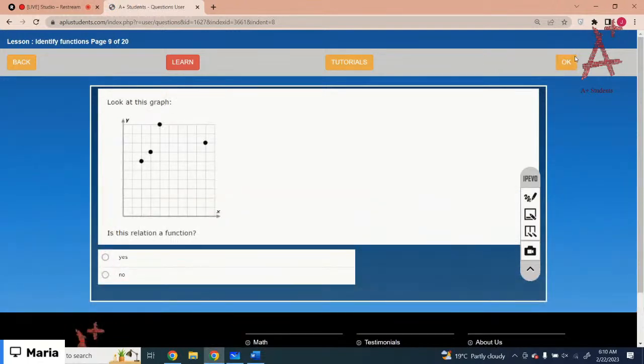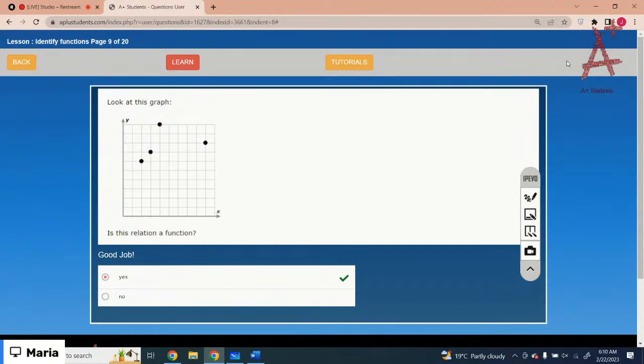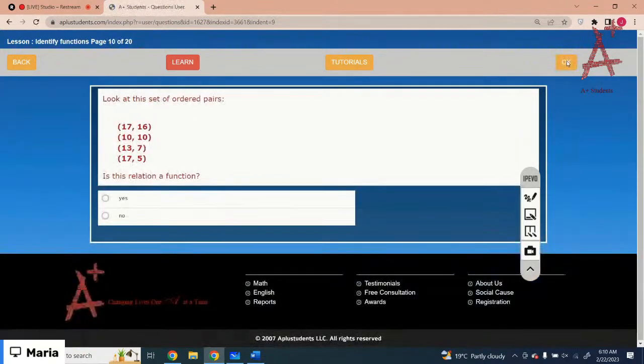Okay, is this relation a function? Yes, all the points have different x and different y values, so they are a function. Look at this set of ordered pairs. Is this a function?